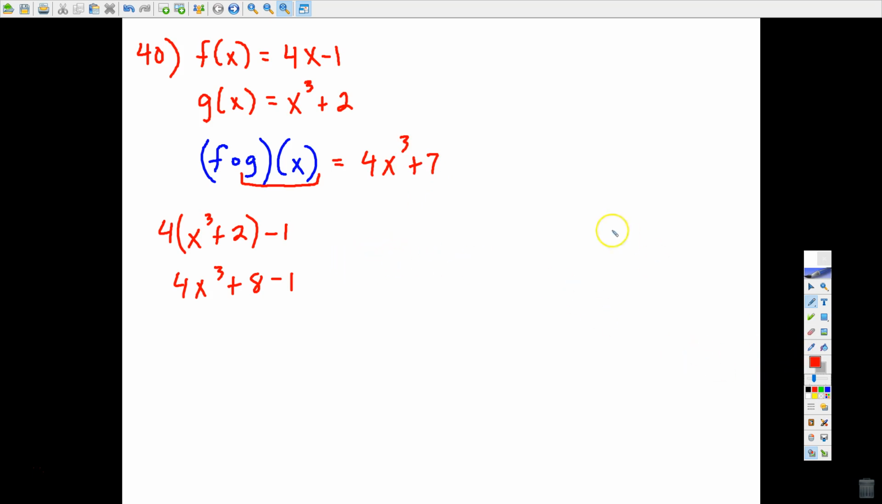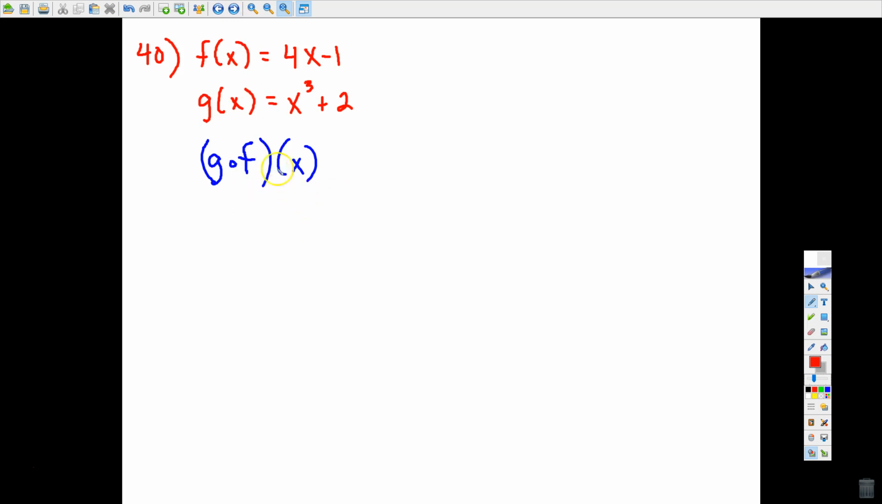And now let's do the other composite, the g of f of x. This time we're going to start with the f function. We're going to use that as our input into the g function. Okay, so in place of x in the g function, I'm going to put 4x minus 1, and that'll be cubed plus 2. Alright, so you have some choices here to cube this binomial.